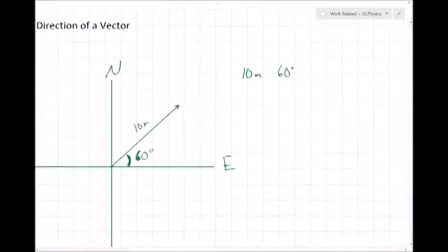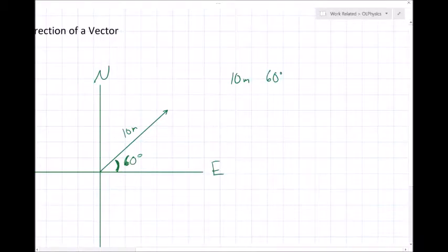So what we're going to do is use the north and the east cardinal directions to define it. We're going to say this is actually 60 degrees north of east. And you might be thinking, what the heck does that mean? Well, if we're saying north of east, what we're doing is starting east, right? And we're rotating towards the northern direction, right? And how much are we rotating towards the northern direction?